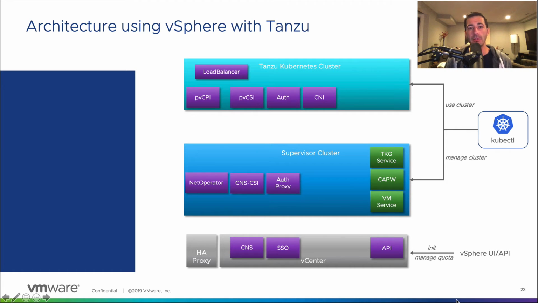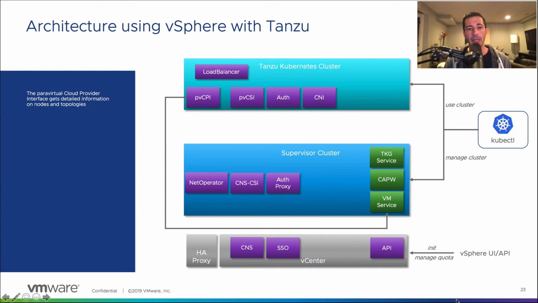The one thing about vSphere with Tanzu is that it utilizes something we call paravirtual drivers, meaning that the supervisor cluster actually owns all the drivers that the services are going to talk to, whereas the Tanzu Kubernetes clusters themselves only talk to the supervisor cluster. Inside of the Tanzu Kubernetes cluster, there is what's called the paravirtual CPI, or the cloud provider interface. This is responsible for talking to the virtual machine service running as a part of the supervisor cluster, and for creating virtual machines inside of vSphere to create these Tanzu Kubernetes clusters. It also gets other information on nodes and topologies.